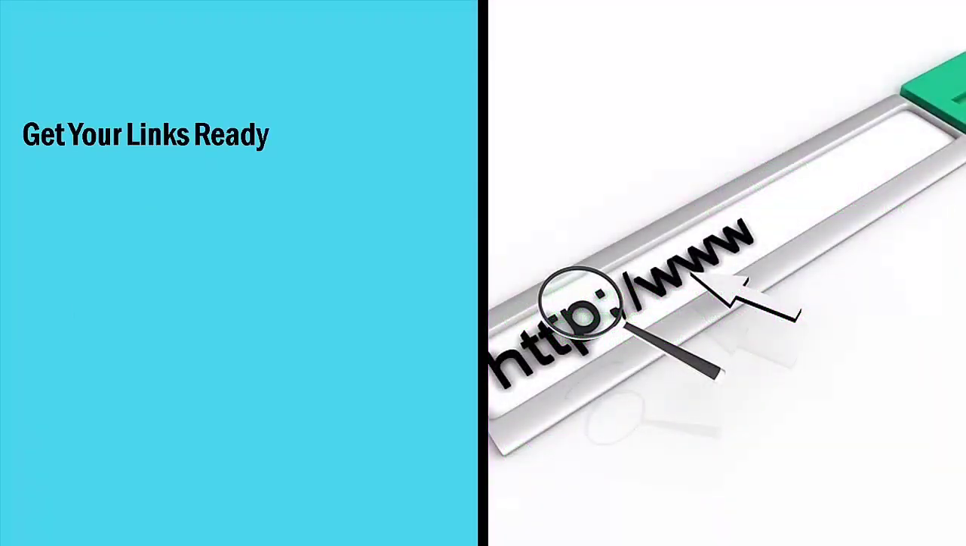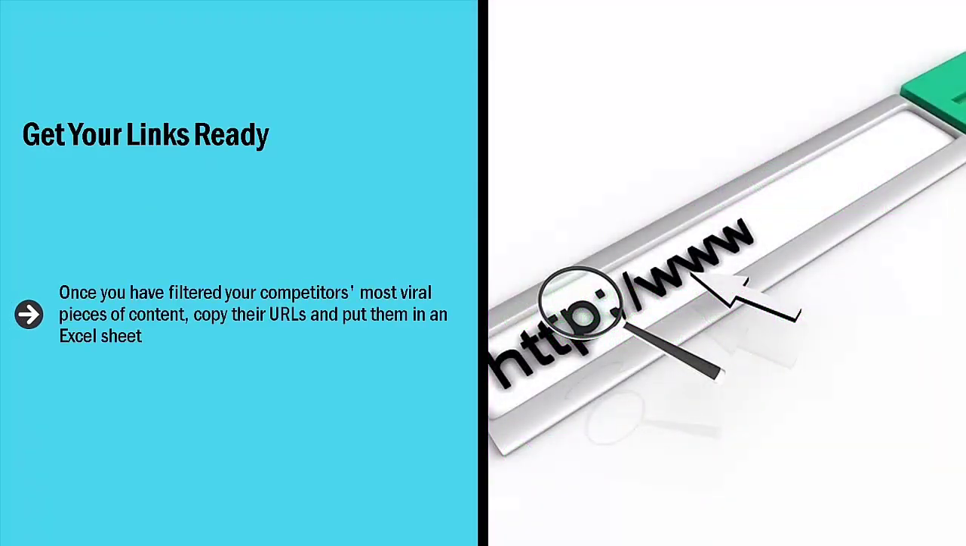Get your links ready. Once you have filtered your competitors' most viral pieces of content, copy their URLs and put them in an Excel sheet. On the right side, try to find the description for that piece of content. Usually, when you come across viral content on a social media platform, there's a short description or even a title.